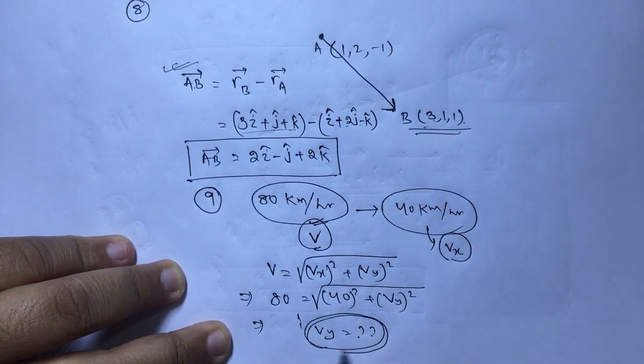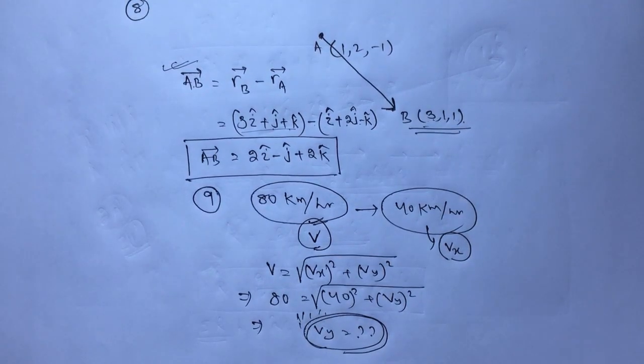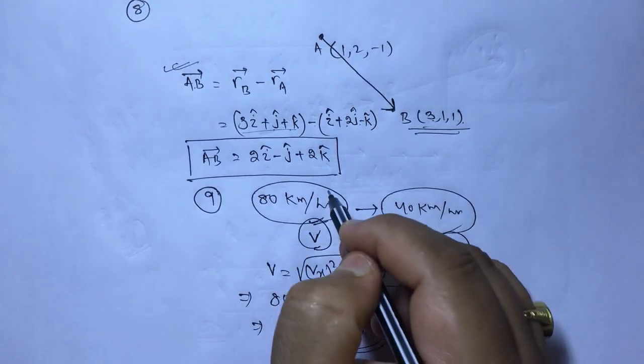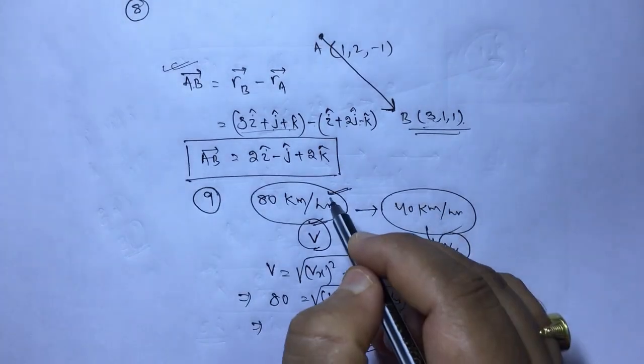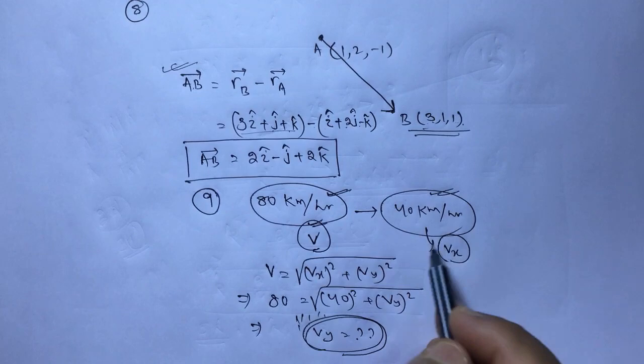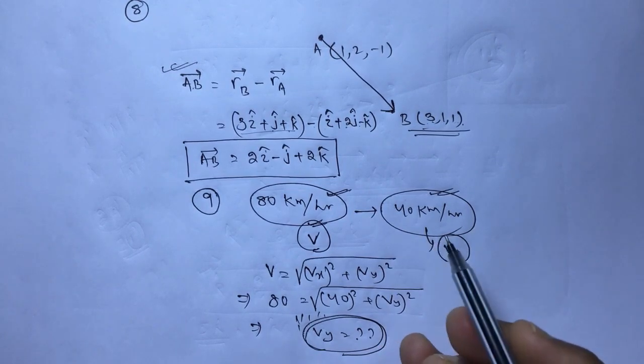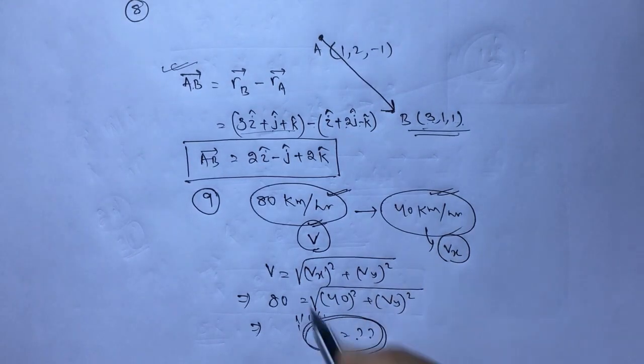So vx is given and vy is asked. So this is your answer. Solve it to find the answer. Very direct question. This is the net velocity, and it is one component of the velocity. You have to find the other component. You can take it as vx, vz or vy, anything, but you have to find the other component using this formula.